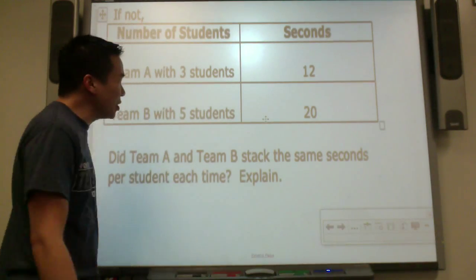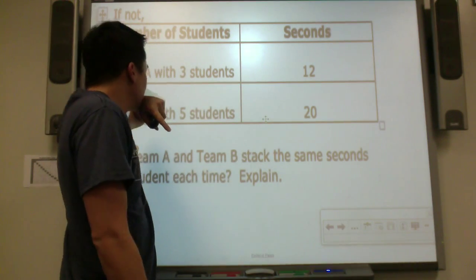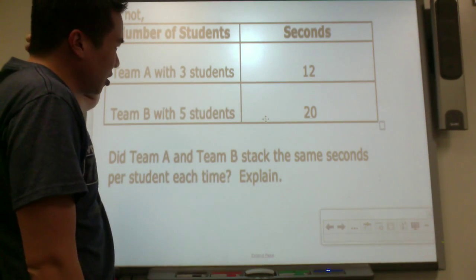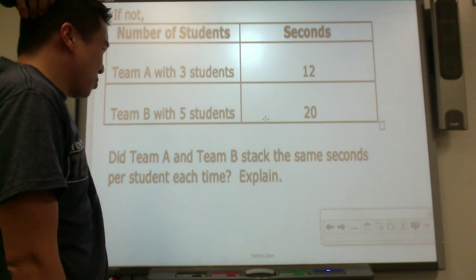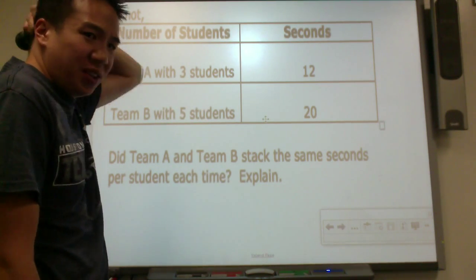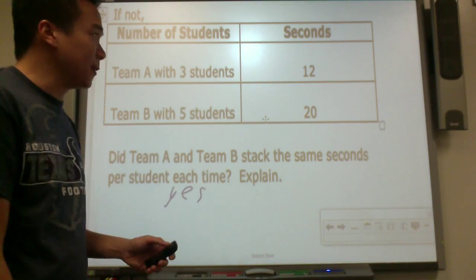I'm not really sure. Let's see. 3 students, 12 seconds. Isn't that times 4? 5 students equal 20 seconds, times 4 seconds per student. I will say yes for now. I think it's 4 seconds per student.